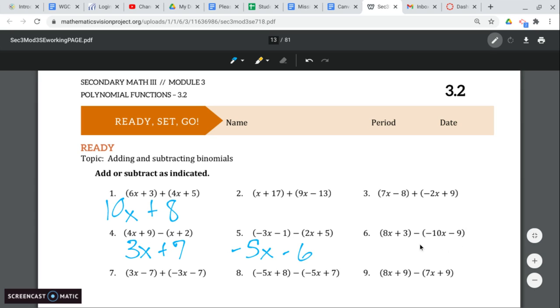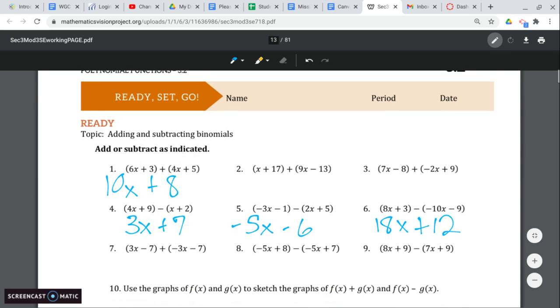And then this last one right here, we have 8x plus 8x minus negative 10x. So really 8x plus 10x. So it's going to give us 18x. And then 3 minus negative 9. So really 3 plus 9, which is going to give us 12. So that's what you guys are doing on these.